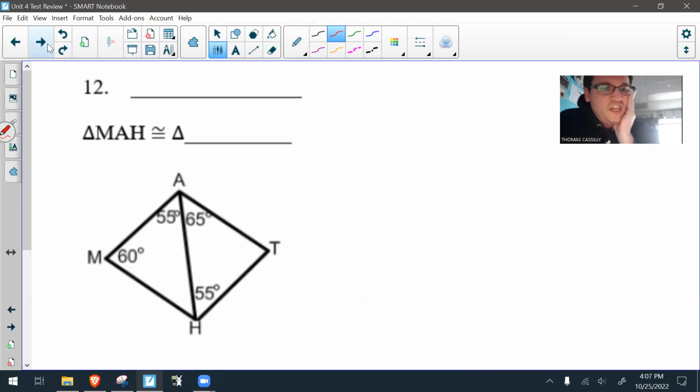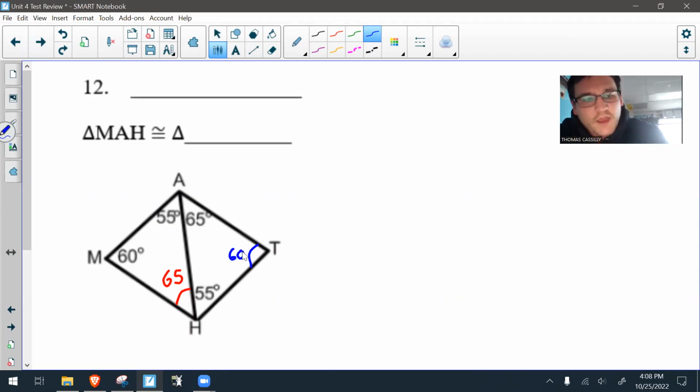Now on this one, we have a 60-degree angle, we have a 55-degree angle. So we can use a little bit of math, just a little bit, to figure out what angle MHA is. 60 plus 55, that's 115. So 115 plus 65 gets us to 180 degrees. And for that same reason, we know that angle T has to be 60 degrees.